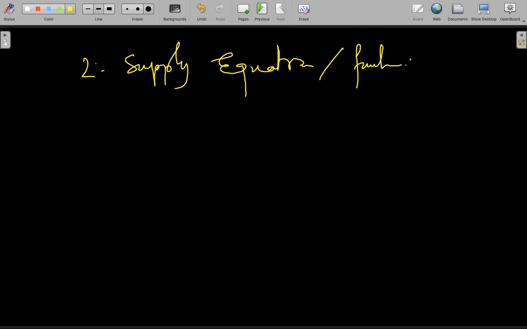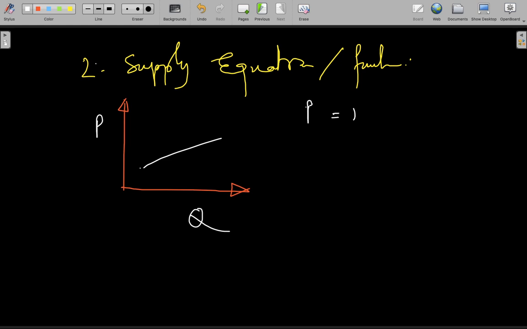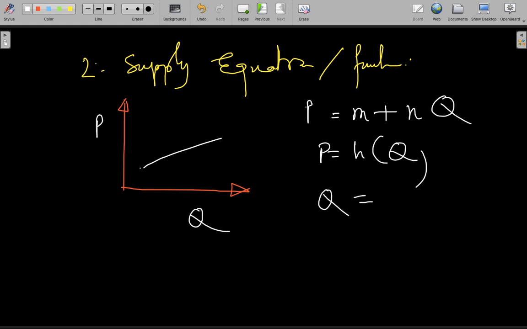So here again we'll draw the supply function, how it looks. A very simple supply function, where price and quantity are positively related. Here I'll write down the equation P equal to, say, M plus NQ, for example. Similarly, we can express P as a function of Q, or alternatively, by reorganizing the equation, write Q as another function, say J of P.